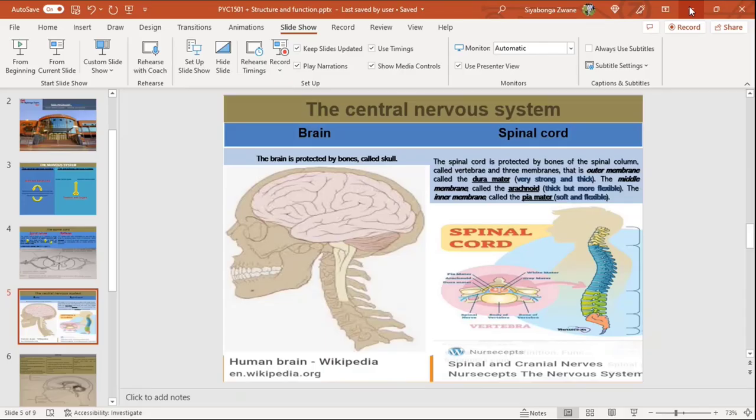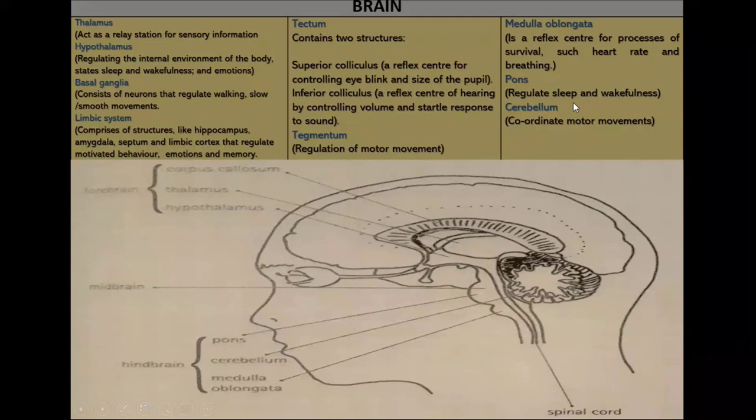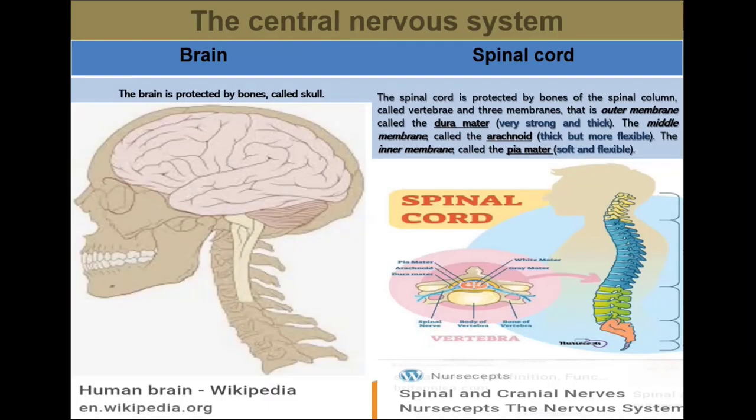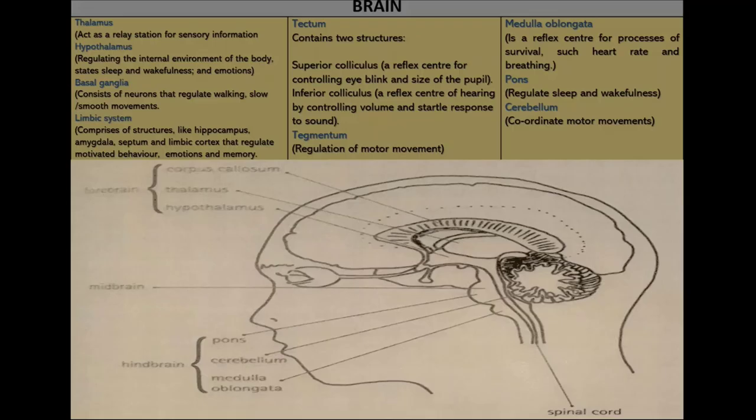We have discussed the key factors. Number one, the brain and spinal cord, the central nervous system, the movement, and how it relates to the neurons. The brain, I hope you can see the brain. Now we are going deep. We spoke about the protection here, but now we are going deep into the structures of the brain, as well as the functions of the relevant parts of the brain.